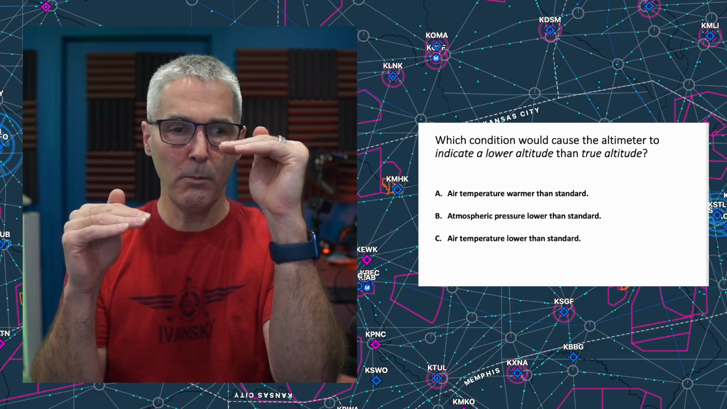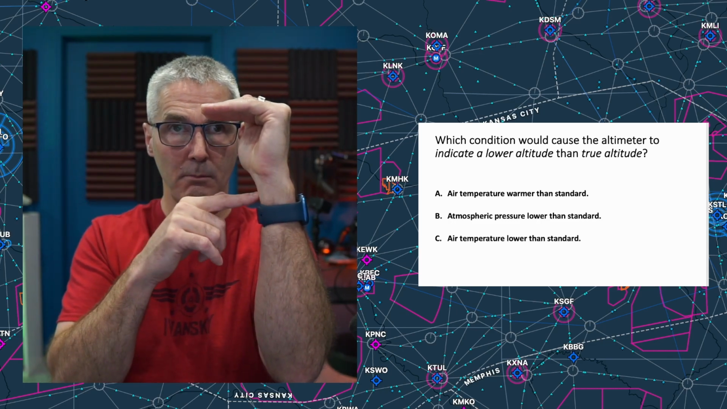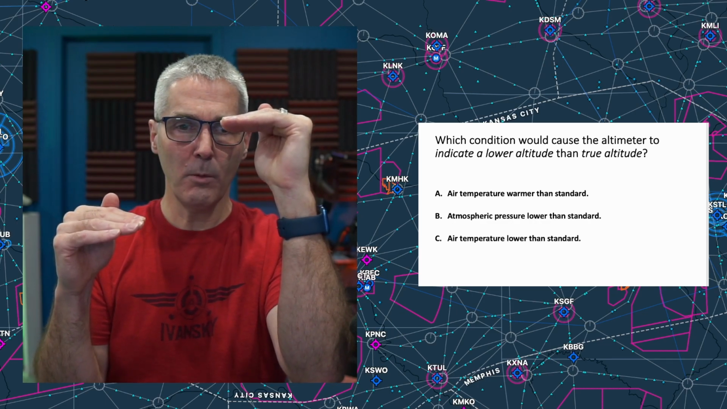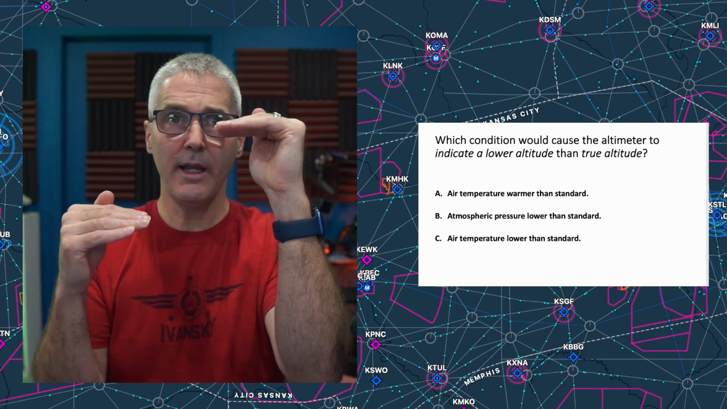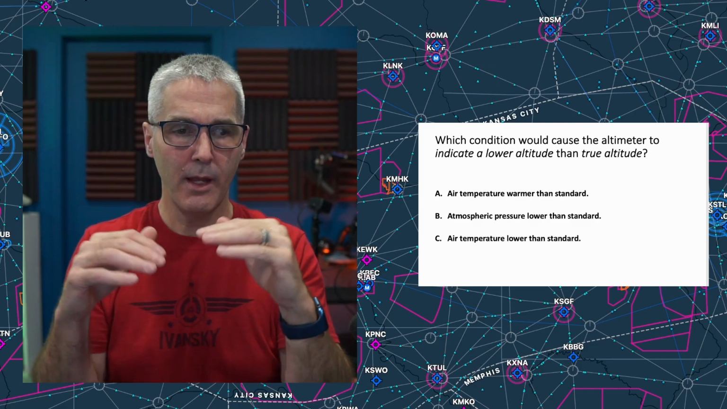Air temperature warmer than standard. We said warmer will cause the true altitude hand, the one with the watch, to go up. And in this case, indicated altitude is lower than true. So A is looking pretty good, but let's look at B and C.